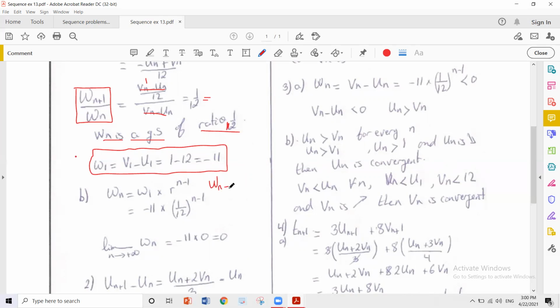Wn equals Wk times r power n minus k. So it will be equal to W1, which is minus 11, times 1 over 12 to the power n minus 1.